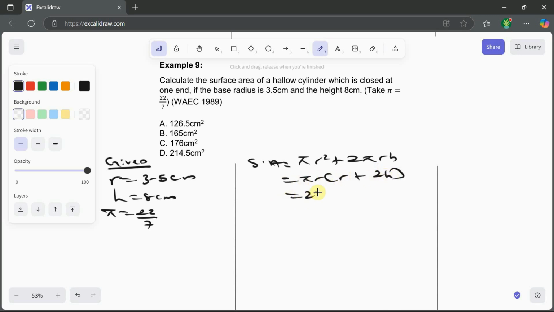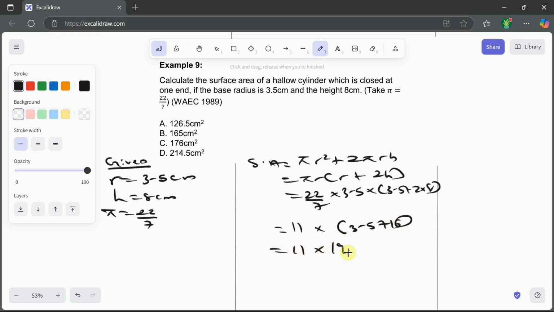And if I substitute that, 22/7 times 3.5 times (3.5 plus 2 times 8). So this is 22 times 3.5 divided by 7. This is 11. Multiplying by 3.5 plus 16. So this is 11 times 19.5. This will give me 214.5 centimeters squared, and that is option D.